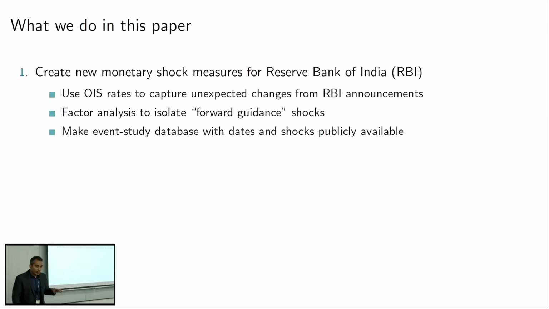Okay, so a quick overview of what we do. We're going to use OIS rates. I'll explain what these are in a few slides, but these are basically swaps where you can get a sense of what the market thinks interest rates will be in the future. We're going to use data on these swaps and see how they behave on the announcement days of the Reserve Bank of India. And then we'll try to see if it makes sense to do any sort of forward guidance shocks, to extract some measure of whether there is any surprise communication happening on these announcement dates.